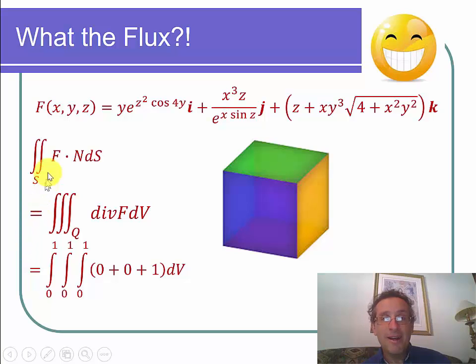So what we can say from the divergence theorem is that this flux integral, the double integral over the surface S of f dot n dS, is equal to the triple integral from 0 to 1, 0 to 1, 0 to 1 of 0 plus 0 plus 1 dV. I could do that integral in my sleep, because that's just the volume of the unit cube, because whenever you're triple integrating 1 dV, that's just the volume. And the volume of the unit cube is 1. And that's all there is to it.